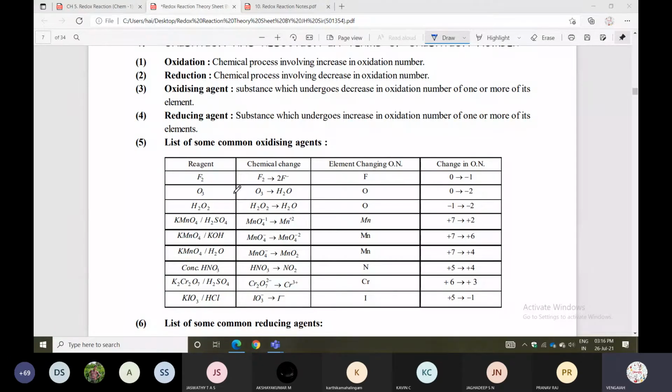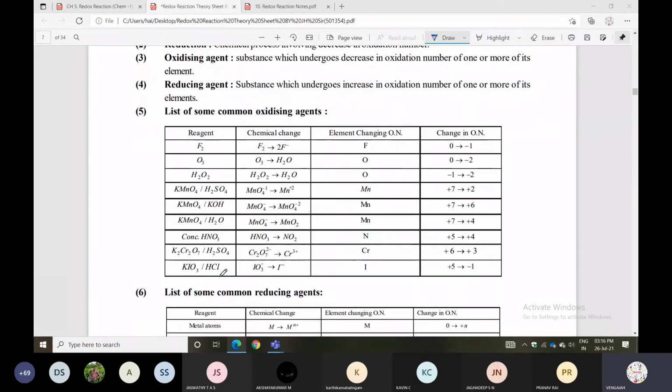F2 changes from 0 to -1, O3 from 0 to -2, H2O2 from -1 to -2, and KMnO4 from +7 to +2. So for every element, the initial oxidation state before the reaction and the final one after completion of the reaction are mentioned clearly.